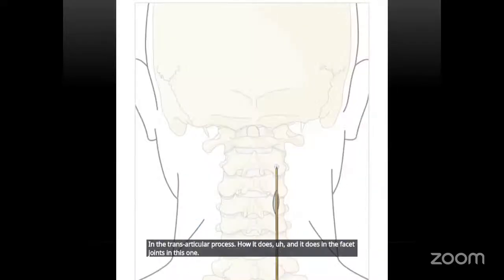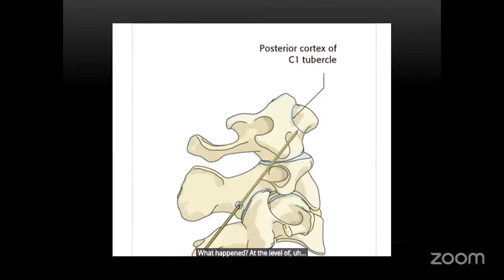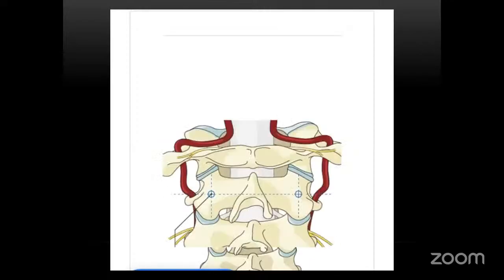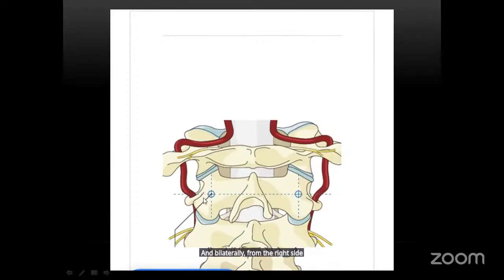Look at here. What happened at the level of C2? At the level of C2 is the entry point. Only a single screw will be placed bilaterally from C2 to C1, from the right side and from the left side. No separate screws in this one. So look at here, this is the entry point of this one.